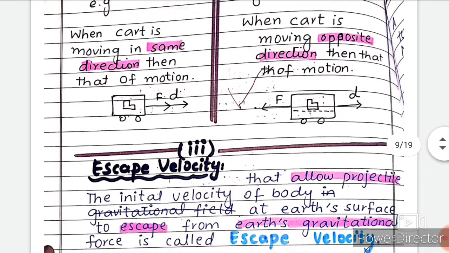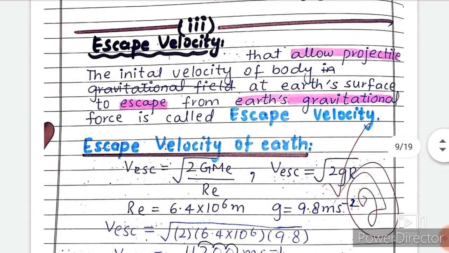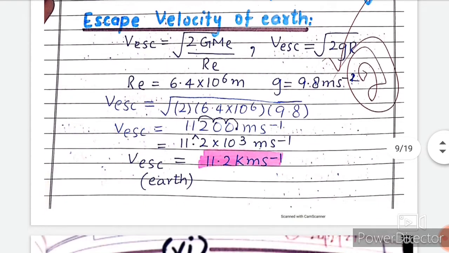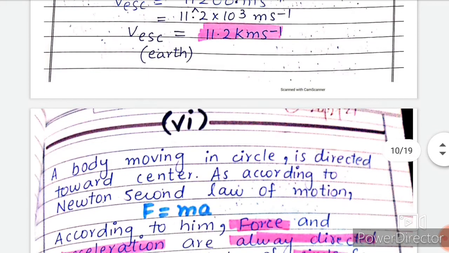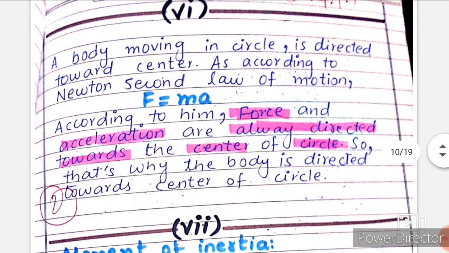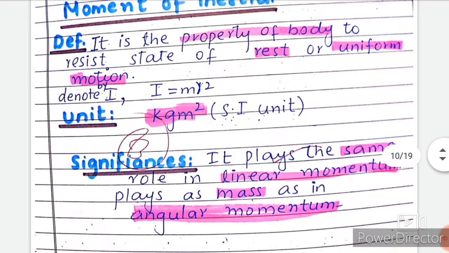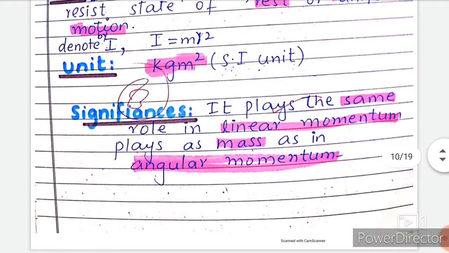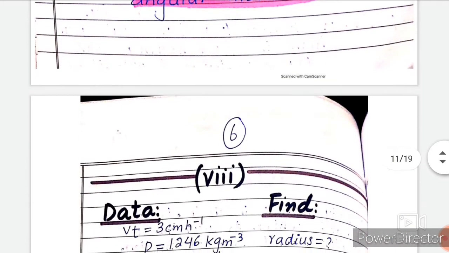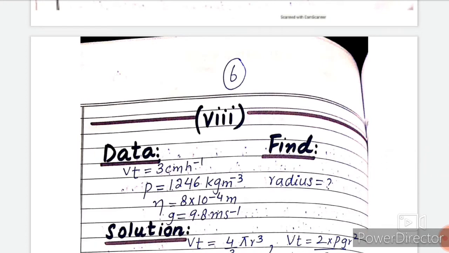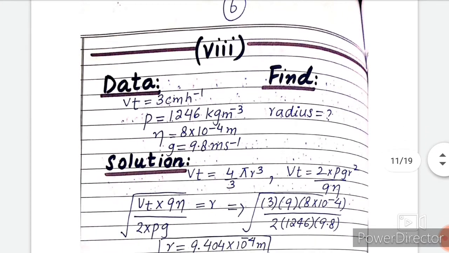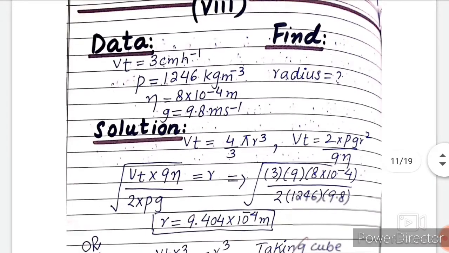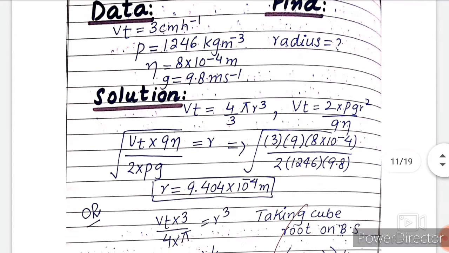Then part number 3, escape velocity of Earth. Then part number 6. Then part number 7, moment of inertia. Then part number 8, example. Then part number 8, numerical. This is the first numerical. The values are changed but the pattern is the same.